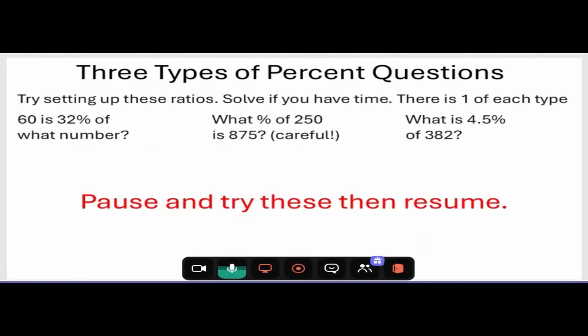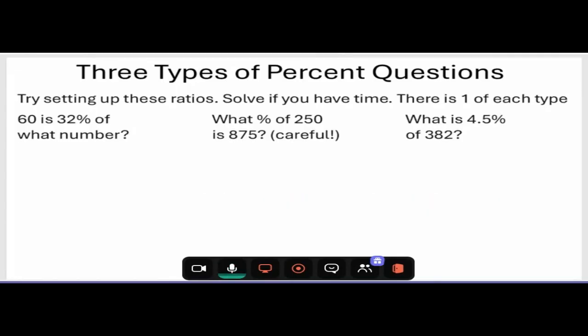Okay, so what I would like you to do now is I've mixed all three of them up there, and I want you to try to figure out which one is which by setting up those ratios. So remember the percentage on one side, something to 100, and then on the other side, figure out what is the part and what is the whole, and then solve using our cross product method. Okay, so let's try and figure out which of these is which.